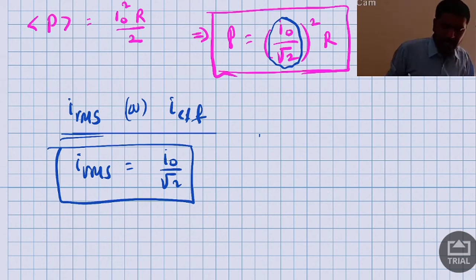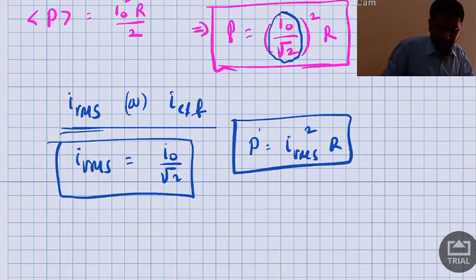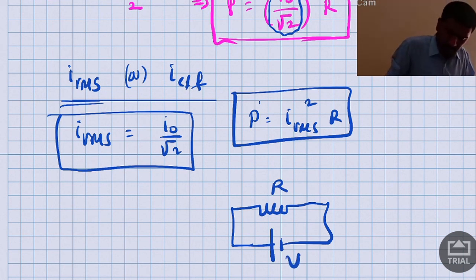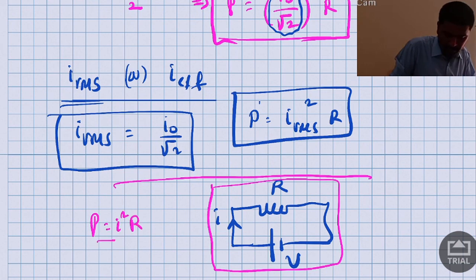It means that if I have a direct voltage which gives current I0 by root 2 or I RMS, then the power dissipation in the circuit will be equal to I RMS square R. If I have a voltage signal, let's say a direct signal connected to a resistor, where V is the voltage here, and that supply is sending current I in the circuit, then the power dissipation in this circuit will be I square R.